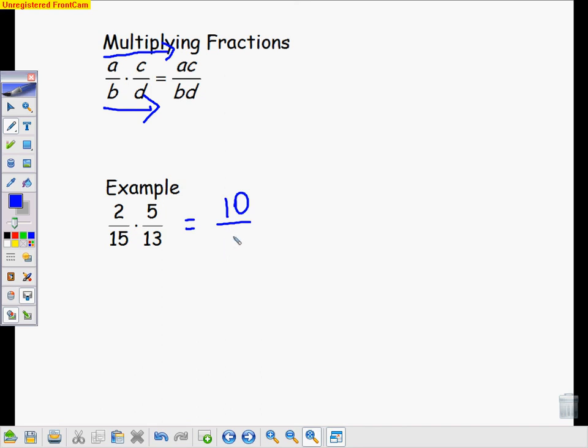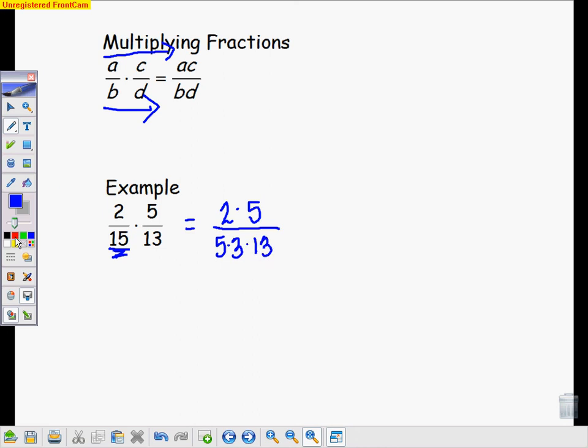Now, I don't want to go digging around for a calculator, so what I'm going to do is show you a bit of a shortcut so that you can look super smart and do this all in your head. All right, so 2 times 5. 2 is prime and 5 is prime, so we can't do anything with those. But look at this 15 right here. Can we rewrite that as primes? Yes, we can. We can rewrite 15 as 5 times 3, and then the 13 is already a prime.